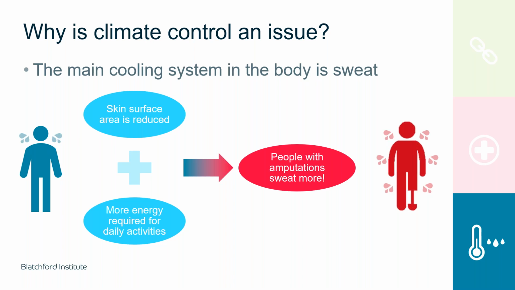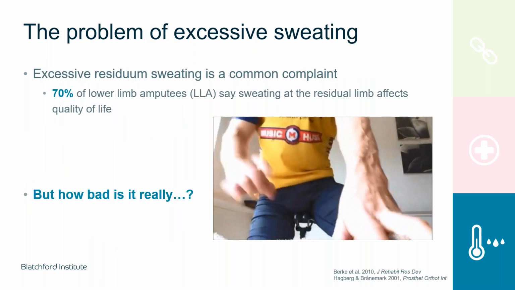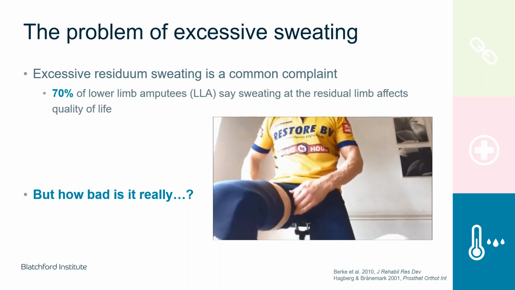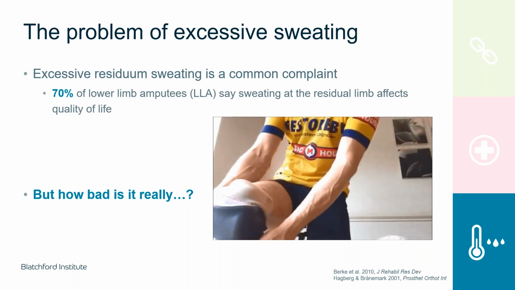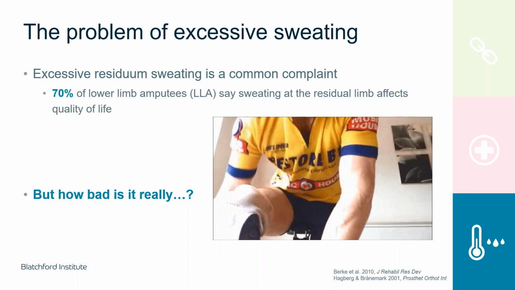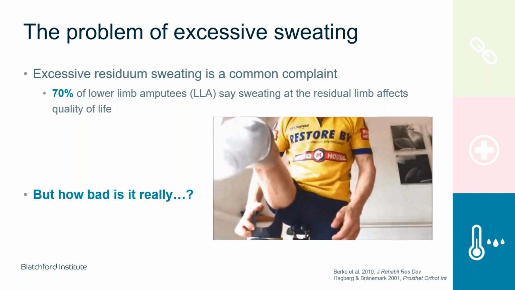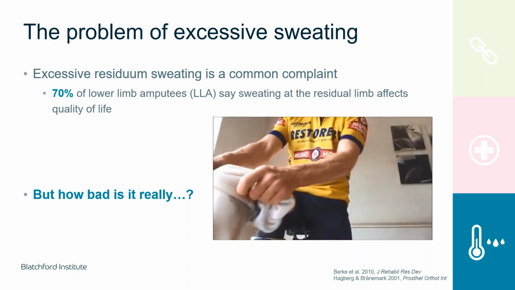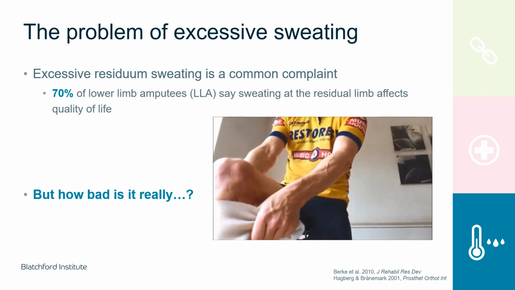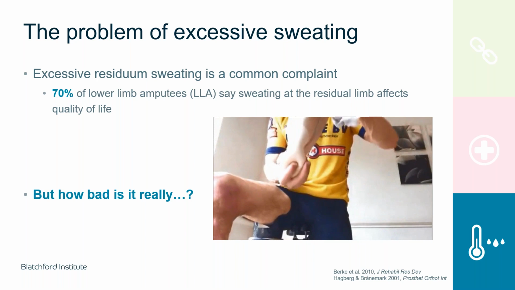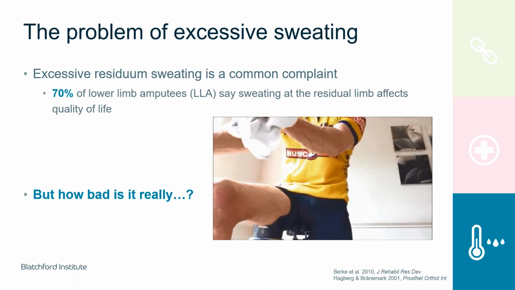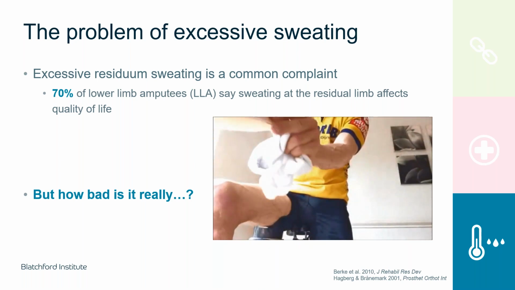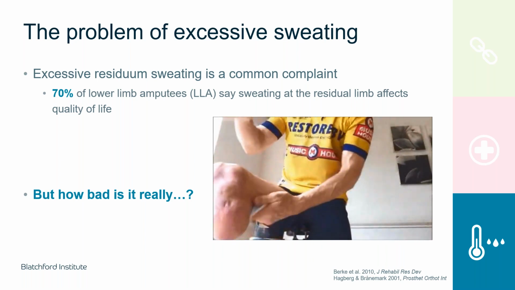So the combination of these two factors means that people with amputation sweat a lot more than able-bodied individuals. Now, you might think, a little bit of extra sweat, can it really be that bad? Well, the thing is that usually sweat just evaporates. That's the whole point. But if you're wearing a prosthesis, you have layers on top of the skin, so the sweat has nowhere to go. It's like having to wear rubber gloves all day without taking them off. As you can see from the video, the results are less than ideal.